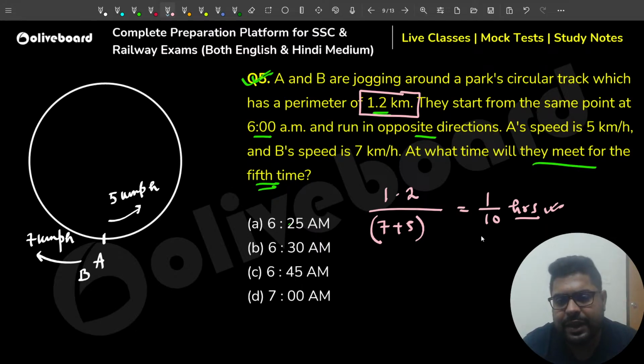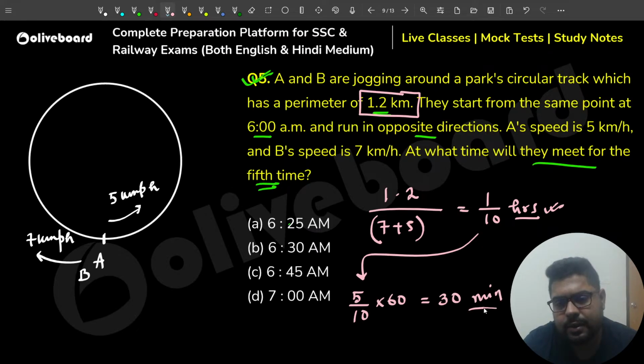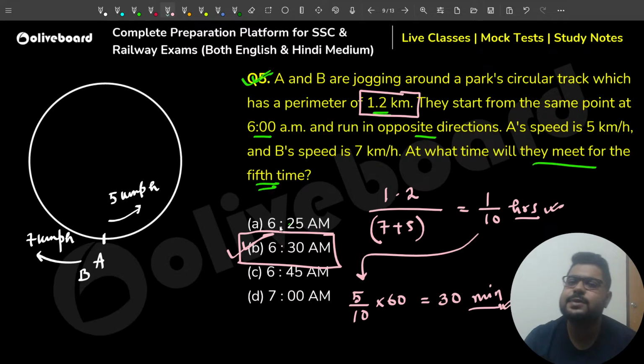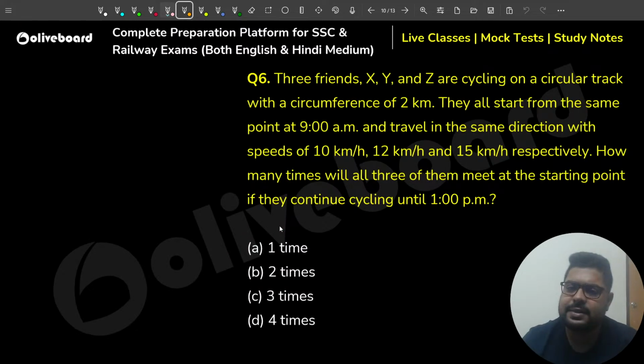So for the fifth meeting, they will take 5 by 10 hours. How many minutes is this? 30 minutes. Perfect, everyone. So they will meet for the fifth time at 6:30 a.m., 30 minutes after they started running together. So 6:30 will be the answer. Simple question.